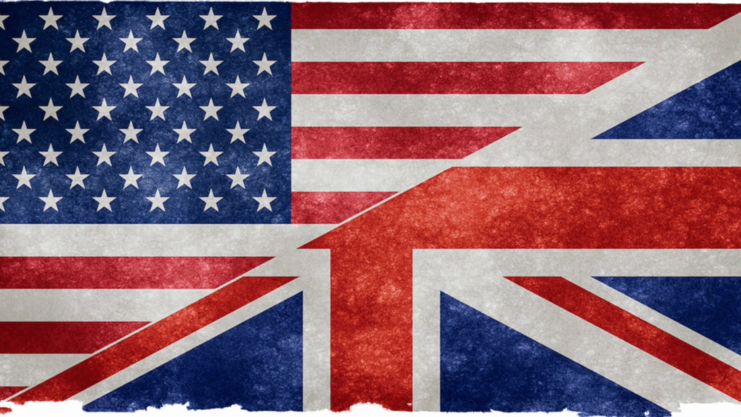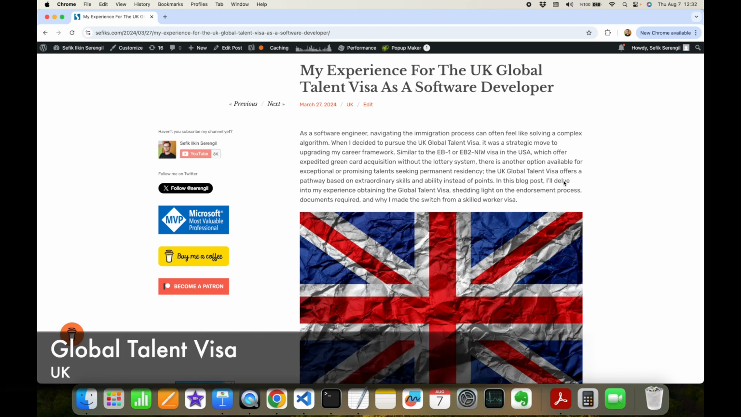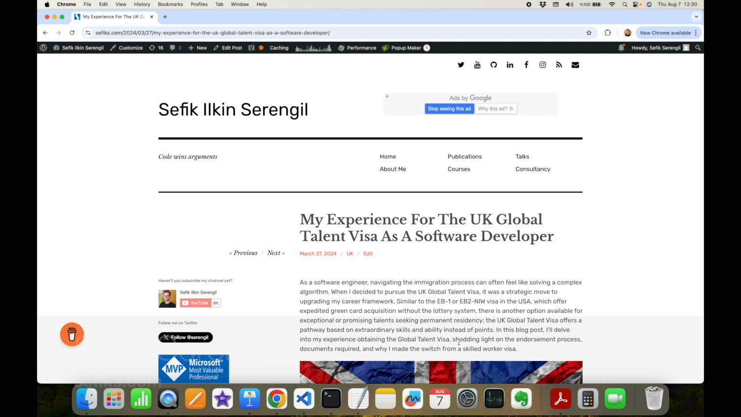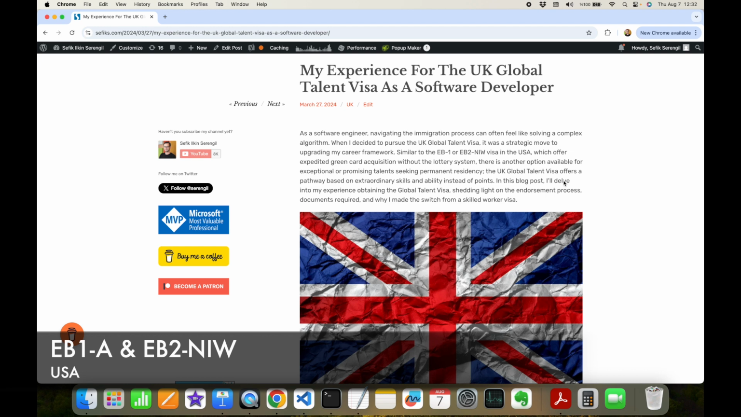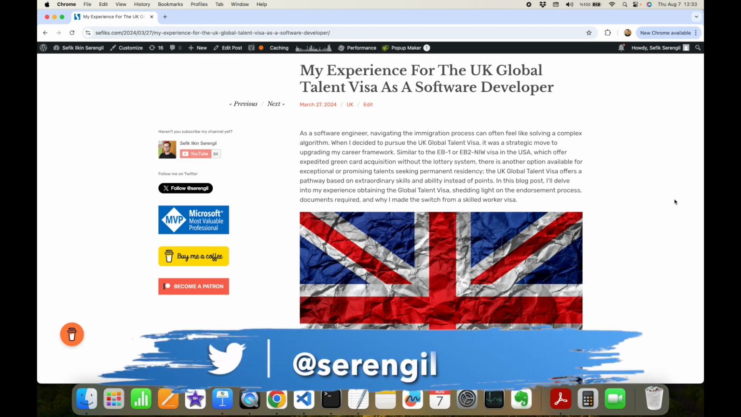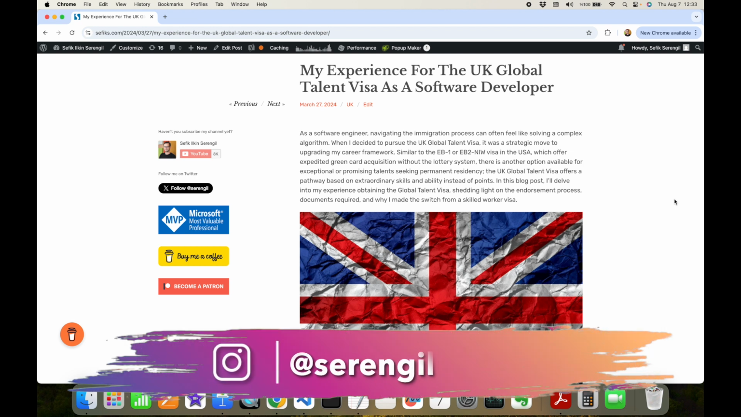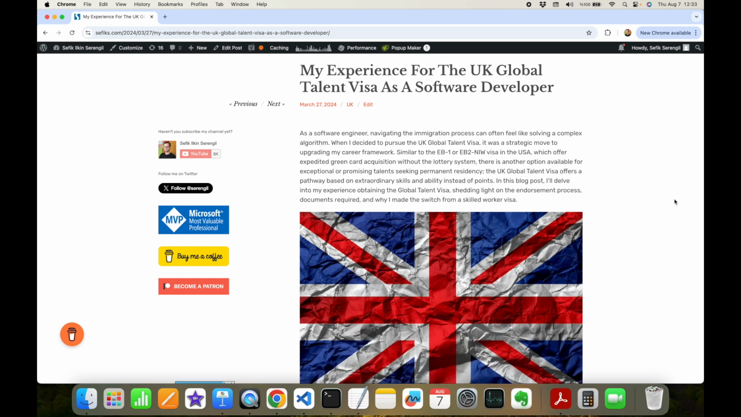Both the United Kingdom and the United States of America offer highly advantageous visa programs to encourage the immigration of extraordinary talented individuals. While the UK attracts such individuals through the Global Talent Visa, the United States of America does so via the EB-1A and EB-2 National Interest Waiver, or shortly EB-2 NIW categories. All of these visas provide residence and work authorization without requiring any sponsorship. Submitting publications applies whether you are applying under digital technology or academic research. Both routes allow you to submit academic publications as part of your application.